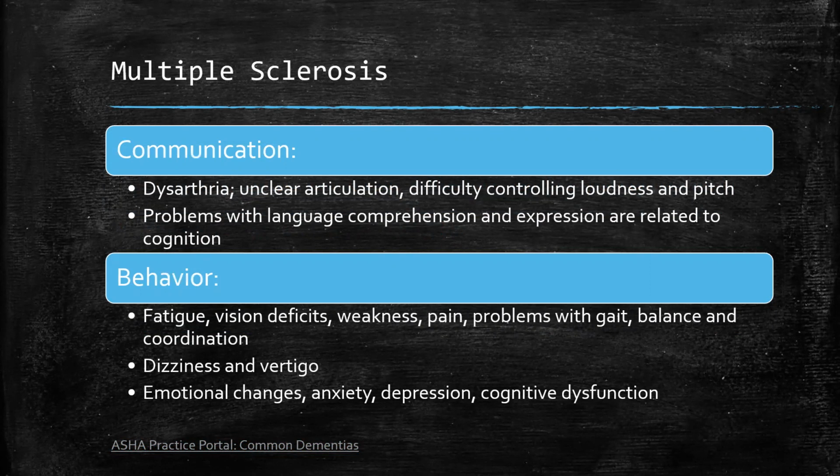Problems with language comprehension and expression are usually related to cognition. This person will be frequently fatigued. They might present with visual deficits, have weakness, have pain. You'll also see disturbance with motor skills like gait, balance, and coordination. This person could present with dizziness and vertigo, and you'll also see emotional changes. So things like anxiety, depression, and other cognitive dysfunction.